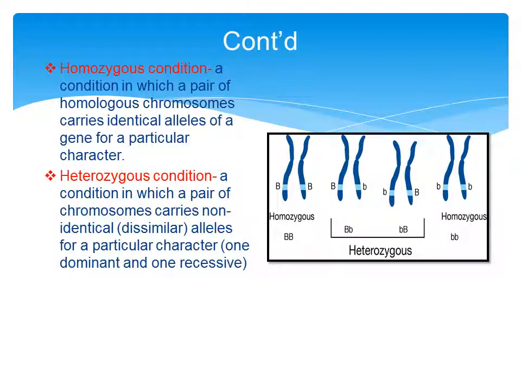I have already discussed heterozygous and homozygous conditions in my previous videos, where I discussed chromosomes. So there also you can go through these two conditions. Now what is there in the next one?